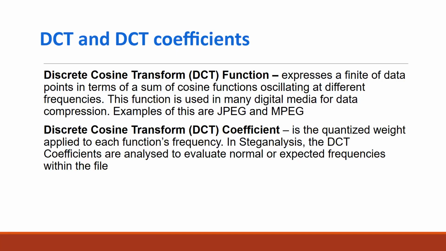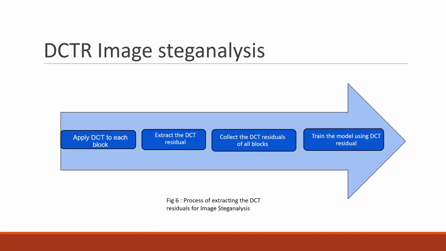So now we'll see what DCT and DCT coefficients are first. The DCT function just expresses a finite set of data points in terms of a sum of cosine functions oscillating at different frequencies. And a DCT coefficient is a quantized weight applied to each function's frequency. In steganalysis, the DCT coefficients are analyzed to evaluate normal or expected frequencies within the file. So this process is choosing our features for the image. Aditya will explain why we are using DCTR. Yeah, we are extracting DCTR from the images.